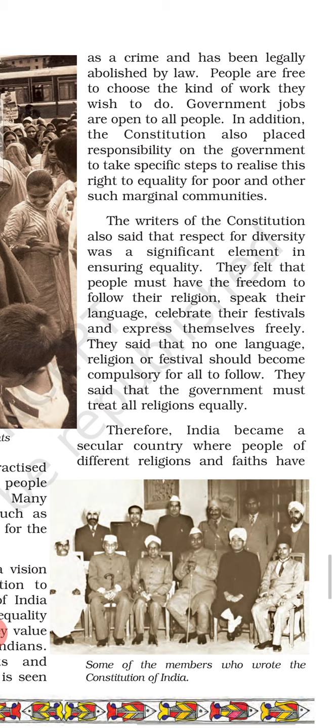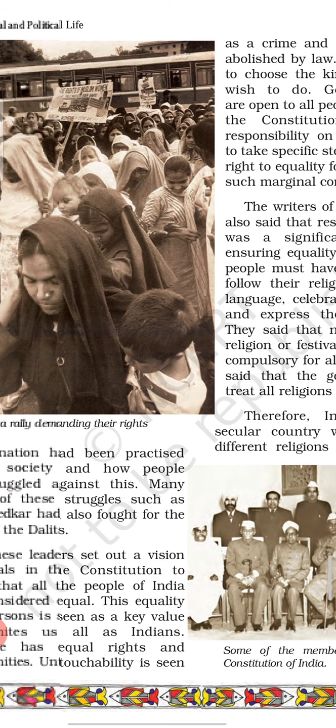So, when they were framing the Constitution, they kept a few things in their mind. First of all, they declared untouchability as illegal and it was abolished. They gave people the freedom to choose their occupation for their livelihood. Government jobs were open for all. Anybody could take the exam and qualify to become a government officer. They placed the responsibility on the government to take certain steps so that equality could be maintained between the poor and the marginal communities.